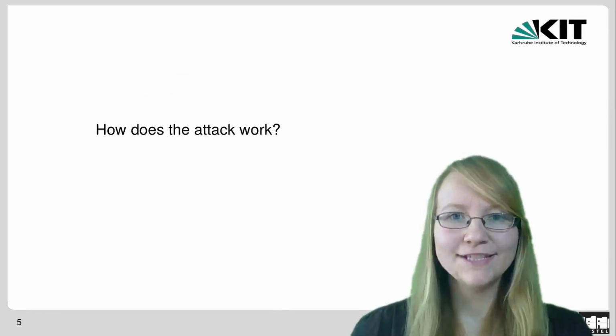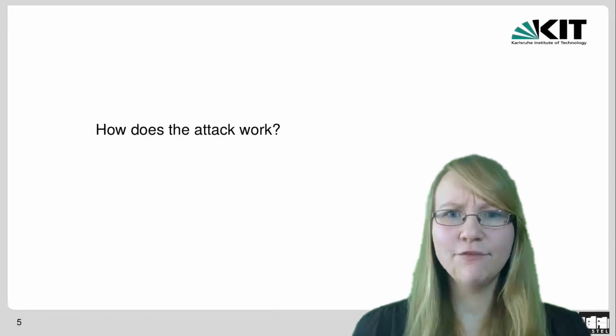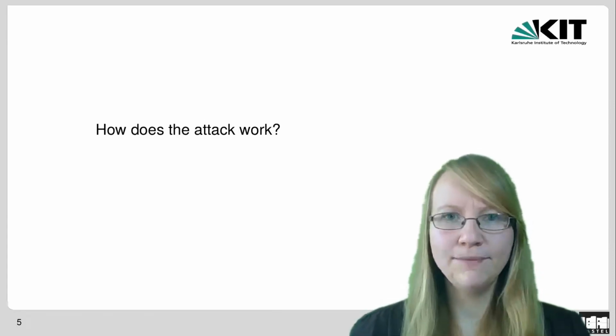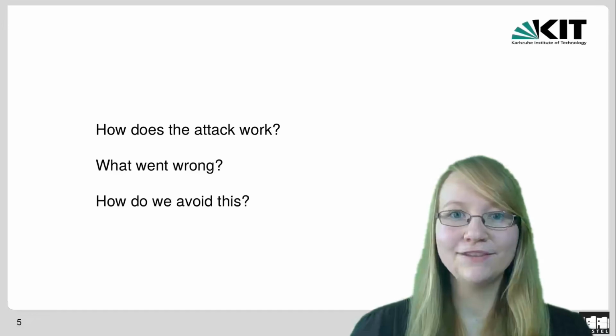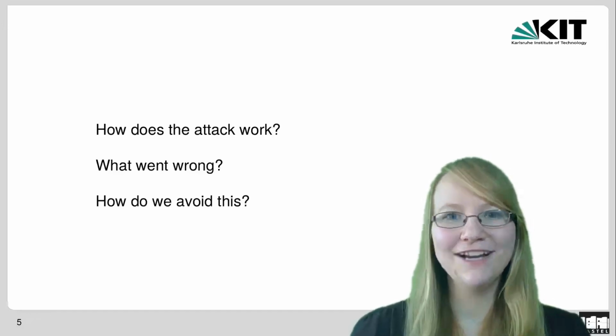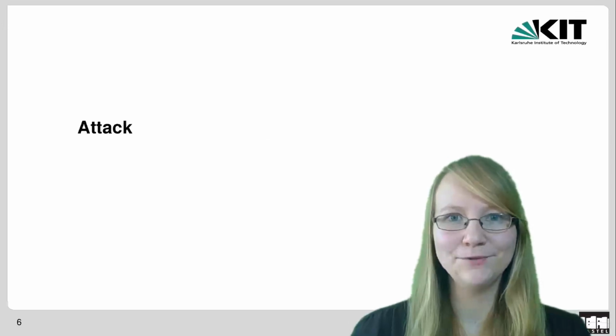Now, this raises a lot of questions. First of all, how does the attack even work? Secondly, well, those systems have been proven secure. How can there be an attack and what went wrong in the proofs? And last but not least, how can we avoid such flaws in the future? And those three questions will also guide us through the rest of the talk. So let's start with how the attack works.